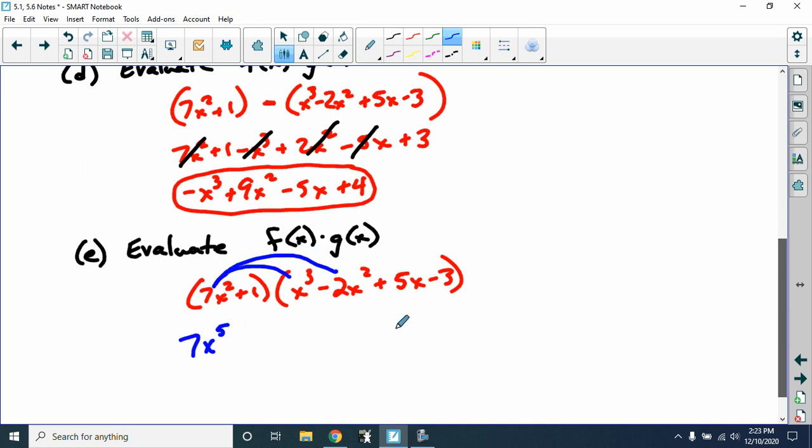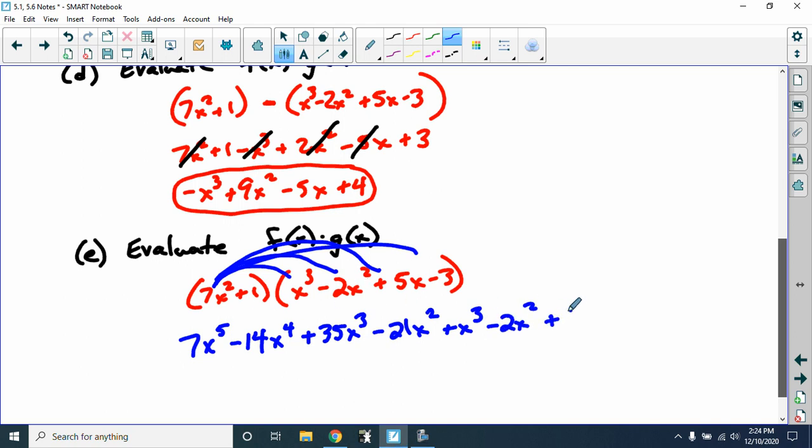7x squared times negative 2x squared. 7 times negative 2. X squared times x squared, we add the exponents. 7x squared times 5x. 7x squared times negative 3. I've multiplied the 7x squared times each of these terms. Now I move over to the next one, which is 1. So 1 times x cubed. 1 times negative 2x squared. 1 times 5x. 1 times negative 3.